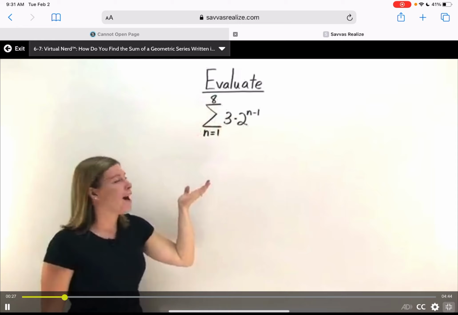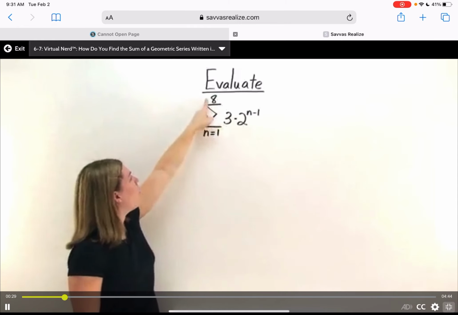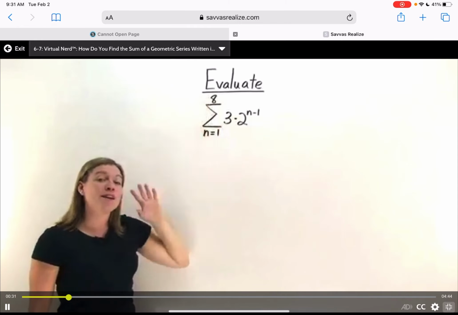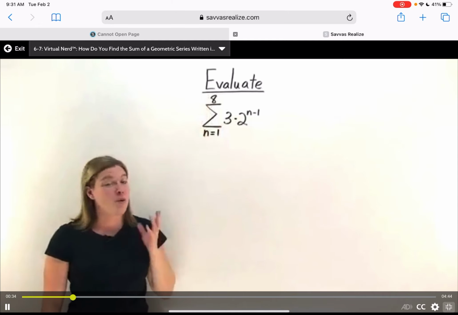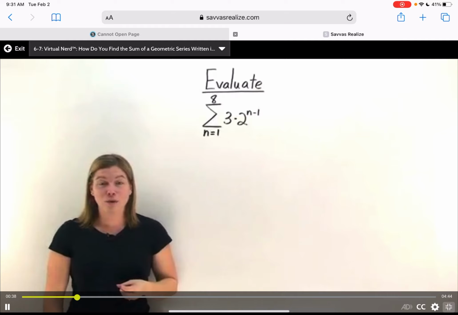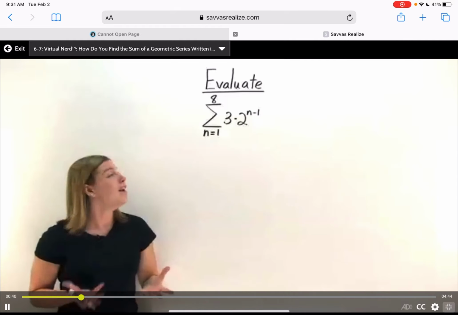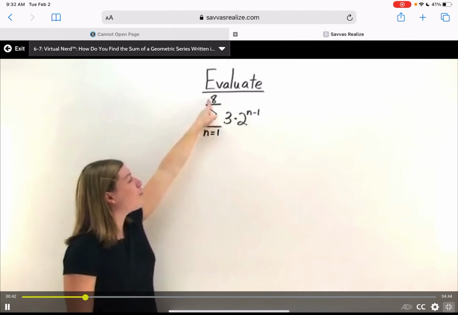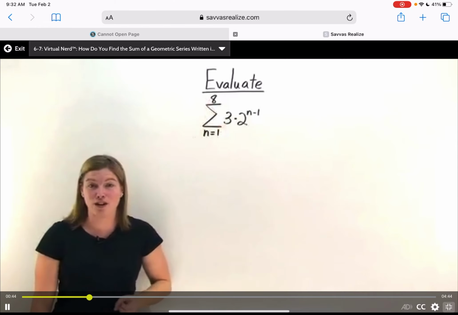But that's not what we have. We have that n goes from 1 to 8. So here, because n goes from 1 to 8 and not 1 to infinity, we're dealing with a finite geometric series. We're trying to find a partial sum. Here, we're just trying to find the sum of the first 8 terms of this geometric series.